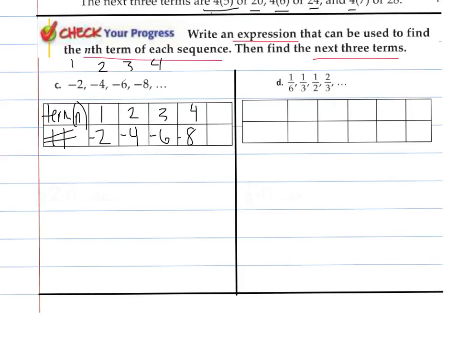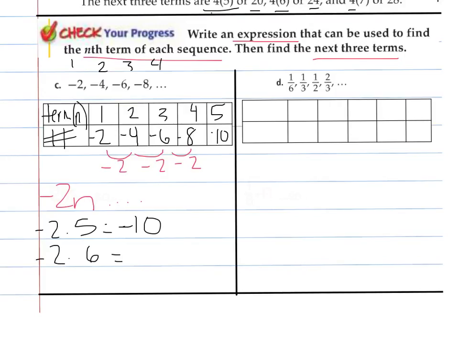So what we see is that we're going down by 2 every time. And -2 times each one is going to get us there. So we can do -2n as our expression. If we want to find our next 3 terms, like our 5th term, we do -2 times 5, which is -10. -2 times 6 is -12. -2 times 7 is -14.